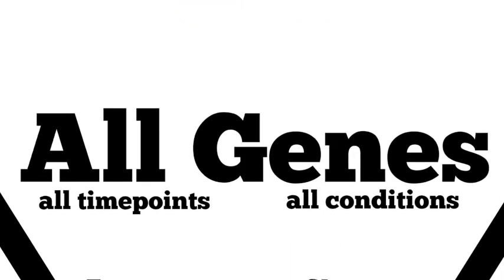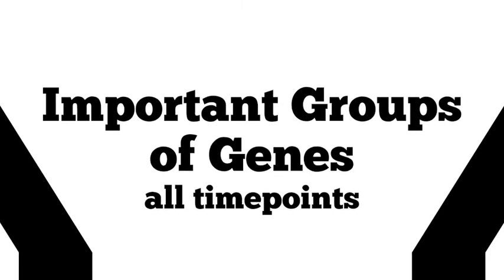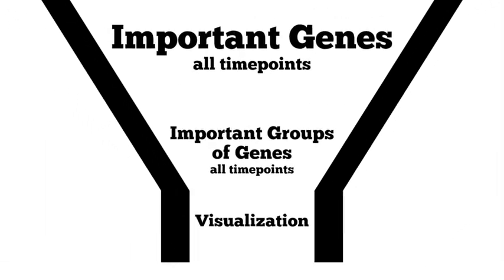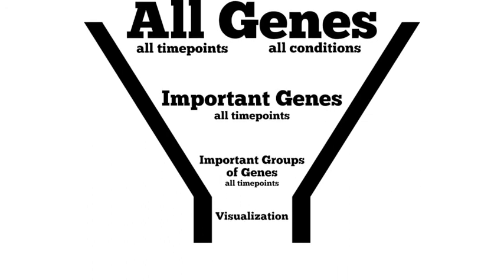To make sense of this data, we considered all genes at all time points and identified important genes by whether they are significantly different between conditions and across time points. We then grouped those important genes into categories based on their function, and finally visualized the data to make sense of patterns we observed. This way of summarizing large amounts of biological data is necessary, but visualizing the information to easily understand it is a major challenge.